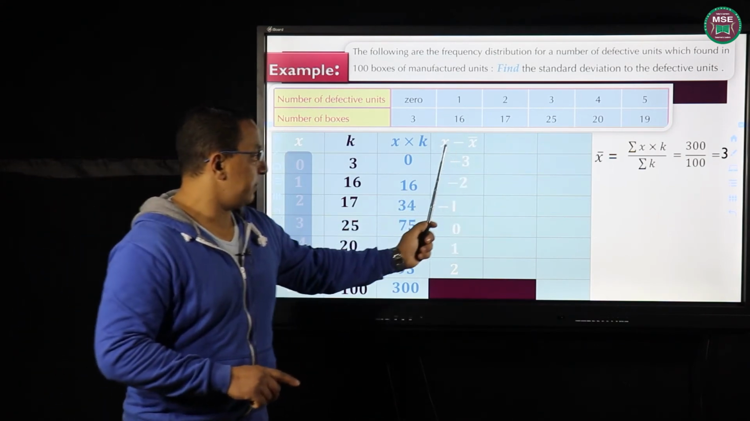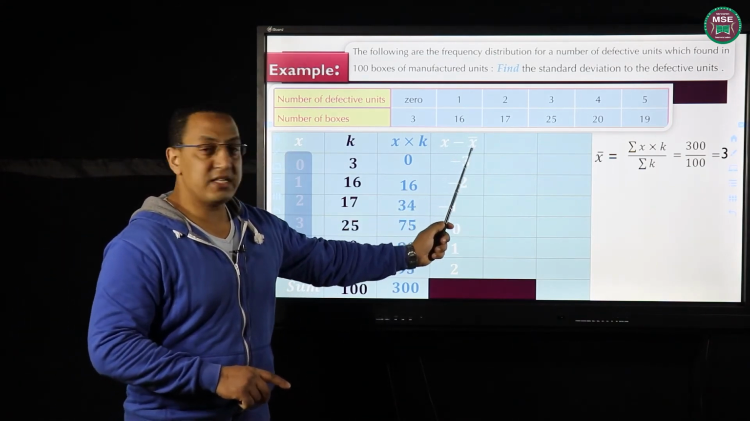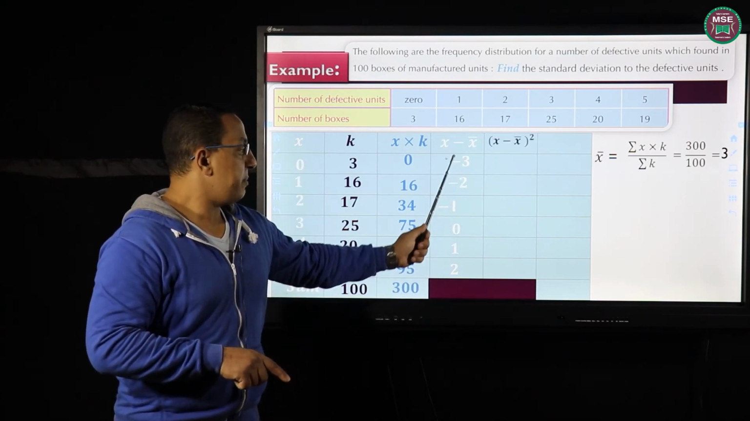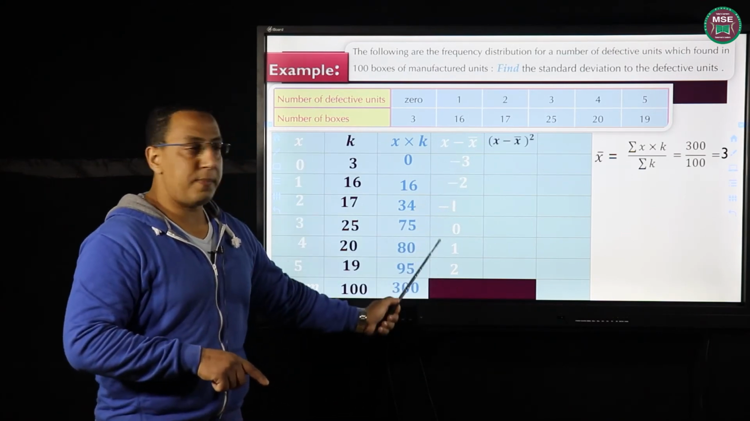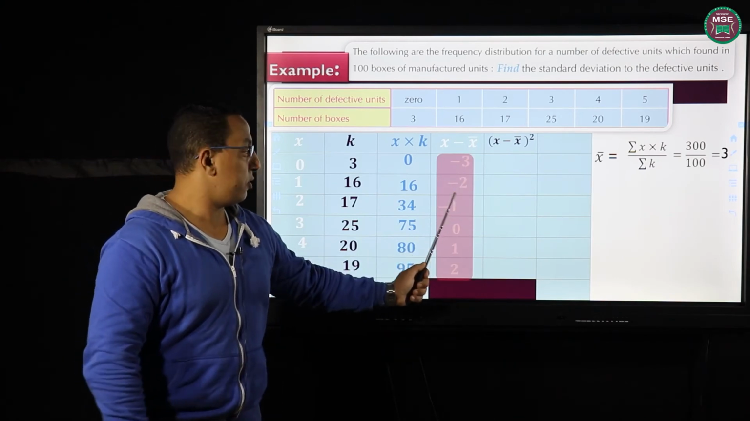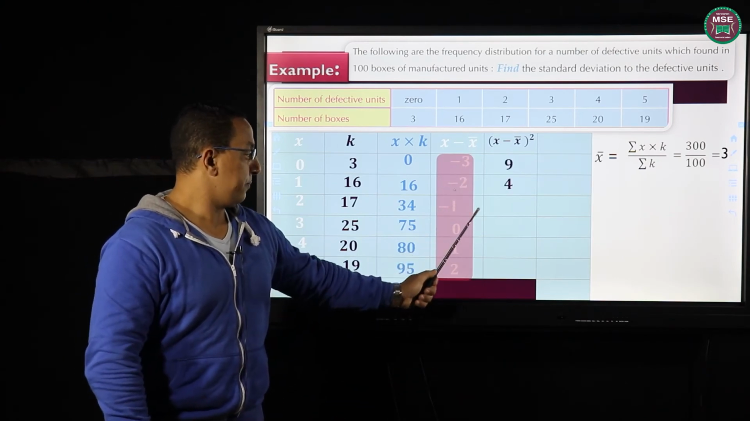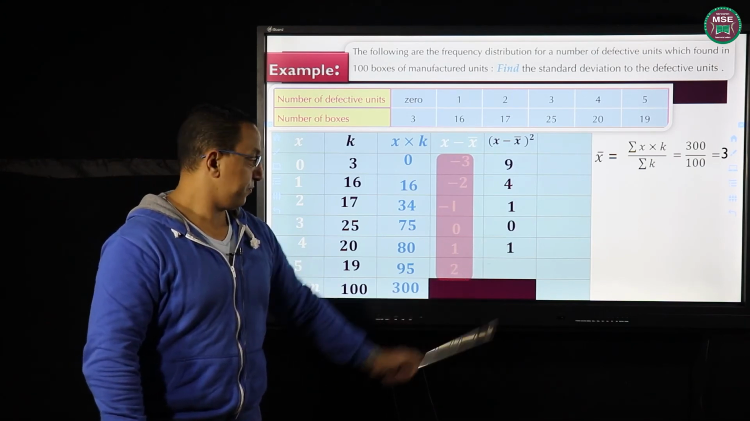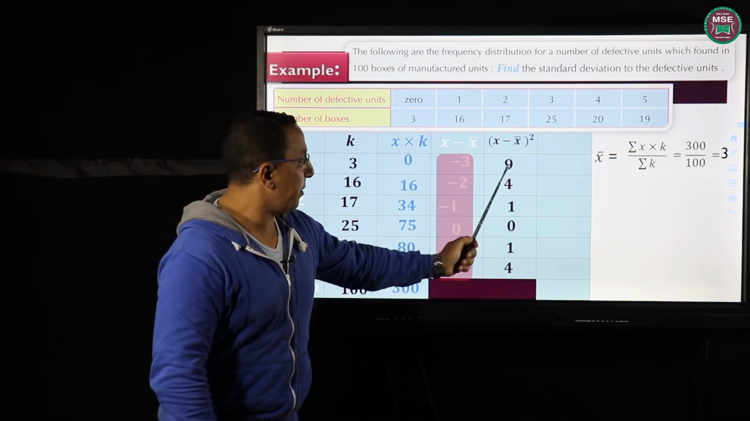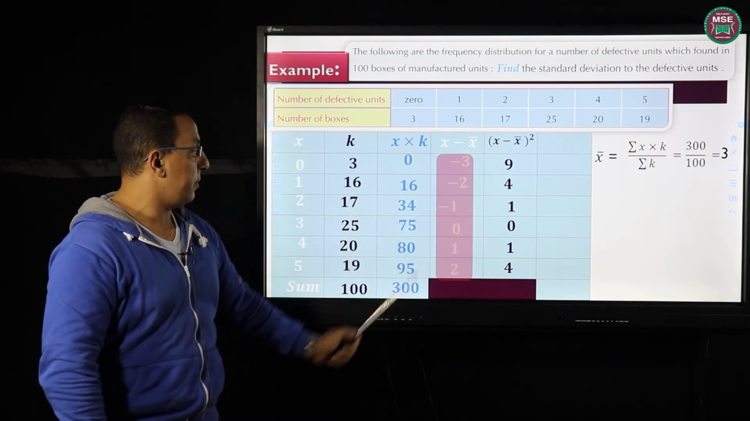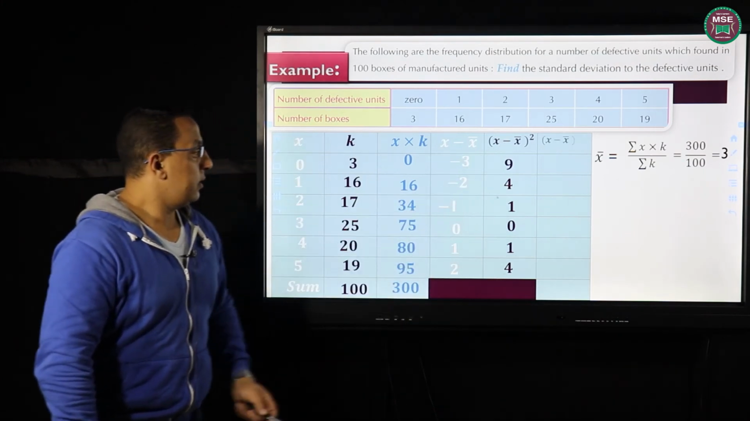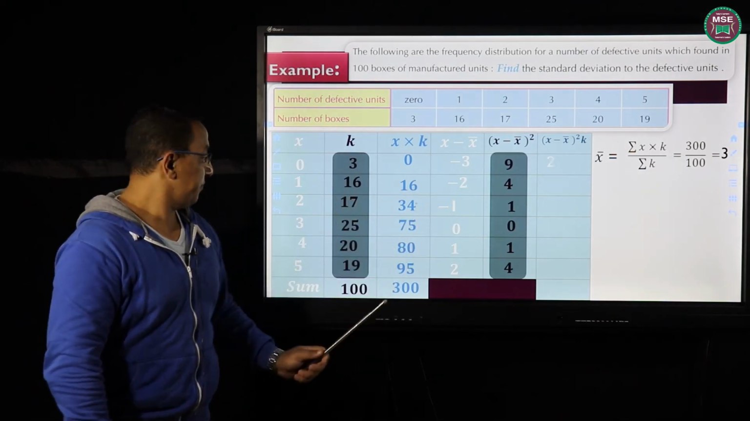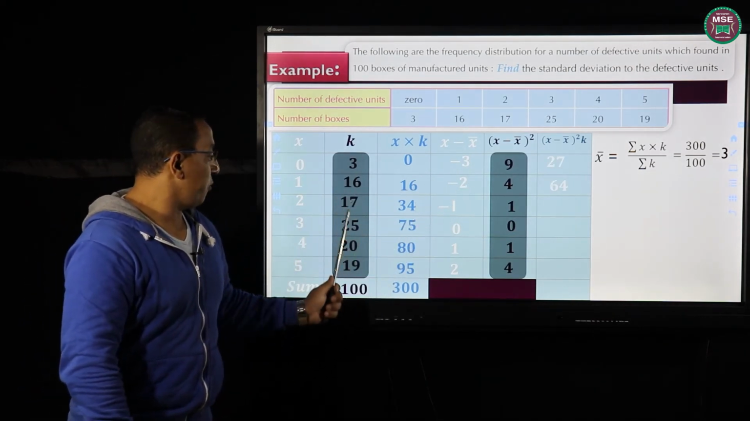Here I'm going to write X minus X bar all power of 2. So I'm going to make all this column to the power of 2. Negative 3 power of 2 equals 9, 4, 1, 0, 1, and 4. Here I'm going to multiply this column by this column. 3 times 9 is 27, and 16 times 4 is 64.